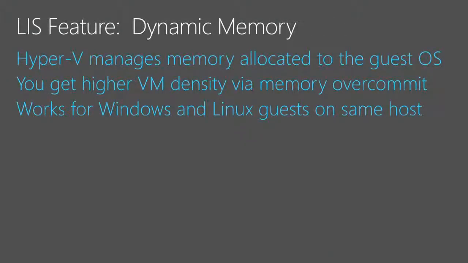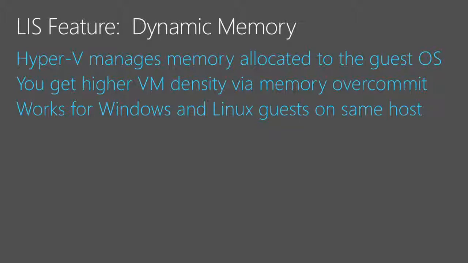I'm going to talk a little bit about dynamic memory. This is something that I get a lot of questions about. You know, how does this work in a Linux machine? Hyper-V manages the memory allocation if you check the box to enable dynamic memory. And it can add memory to a guest. It can remove memory from a guest. And basically, this lets you get higher VM density. You can overcommit the physical memory that you have on the Hyper-V host using this mechanism.